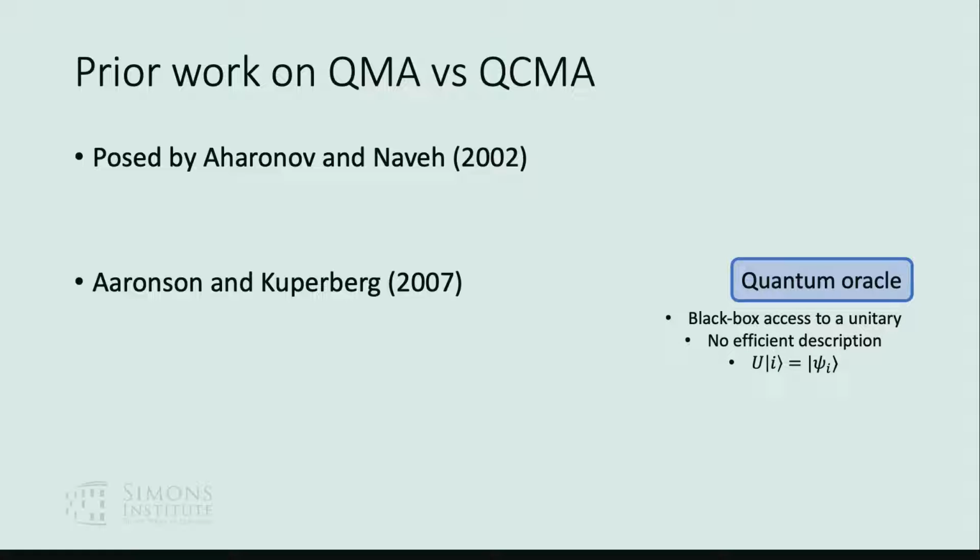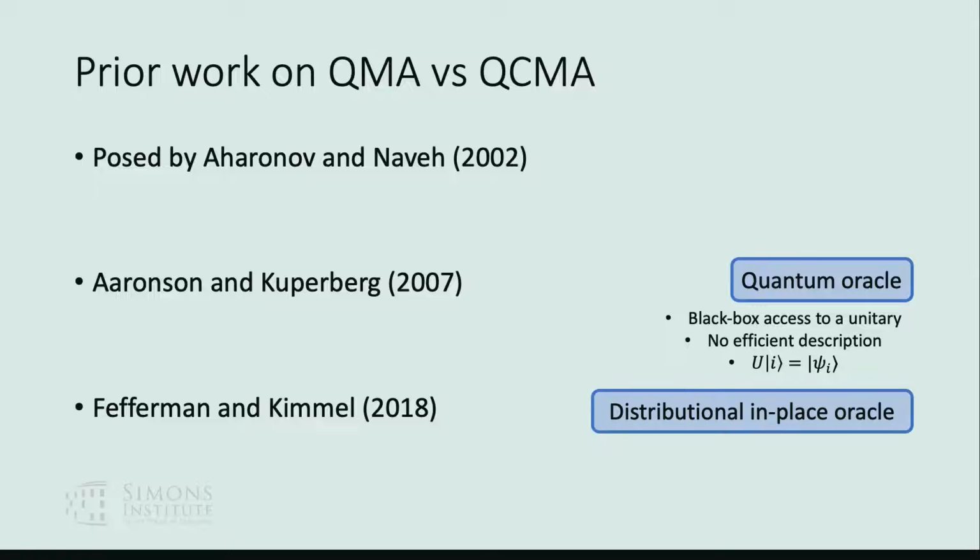What the quantum oracle means here is that it just gives you black box access to a unitary. So instead of a string in the sky, it gives you black box access to a unitary in the sky. And we're going to see that it actually has no efficient description. So in a way, it's kind of cheating. Then a decade later, Bill with Shelby Kimmel came up with a distributional in-place oracle separation. In place, I guess, here means that it doesn't satisfy reversibility. And distributional means it has some randomness. Again, don't pay too close attention if it doesn't make sense.